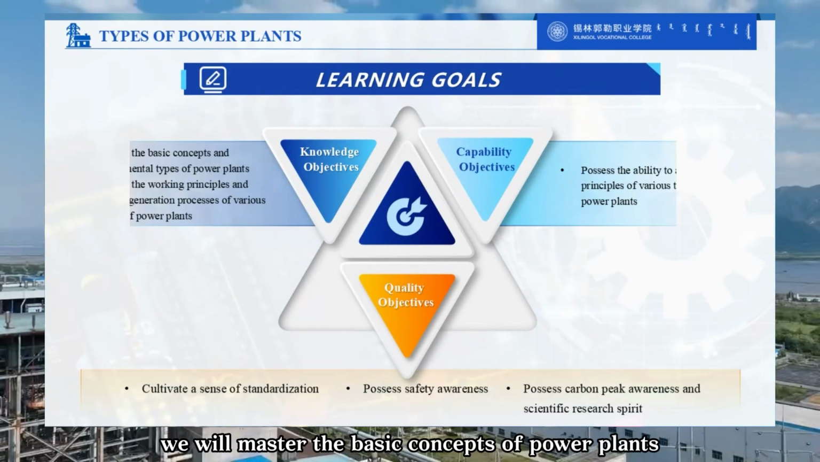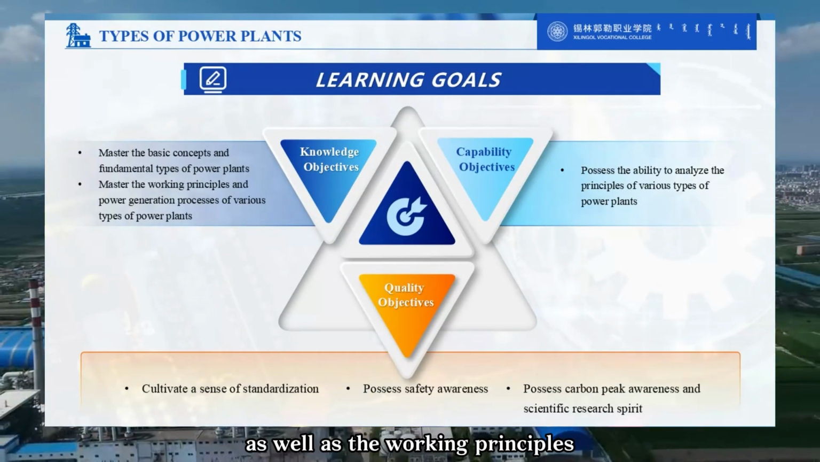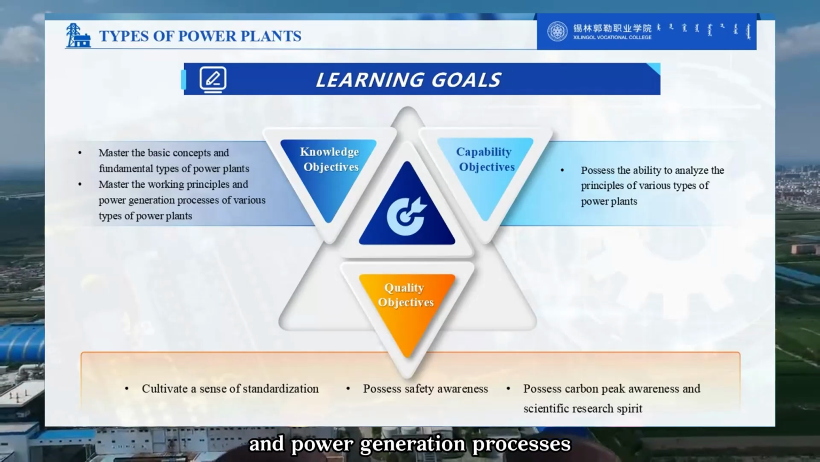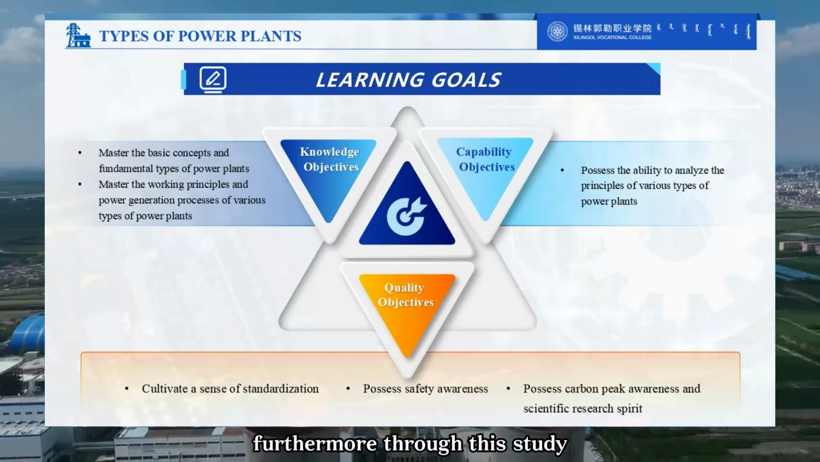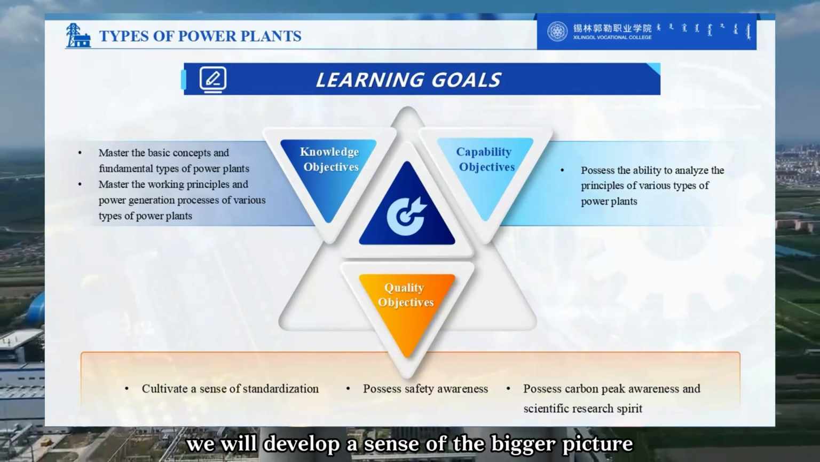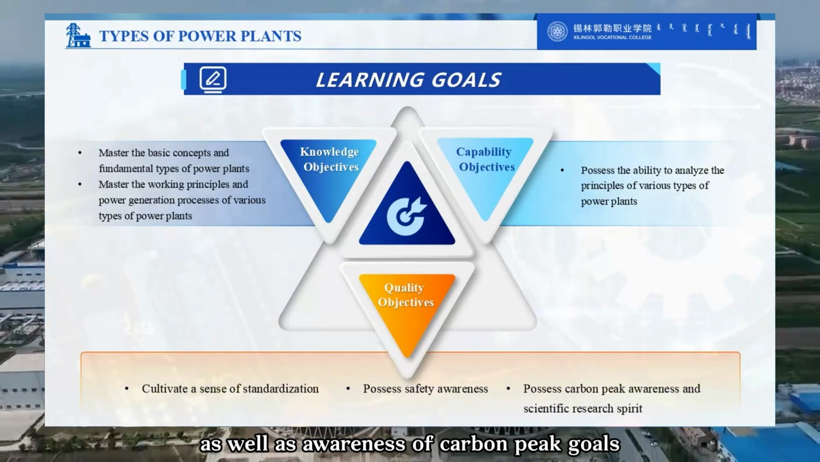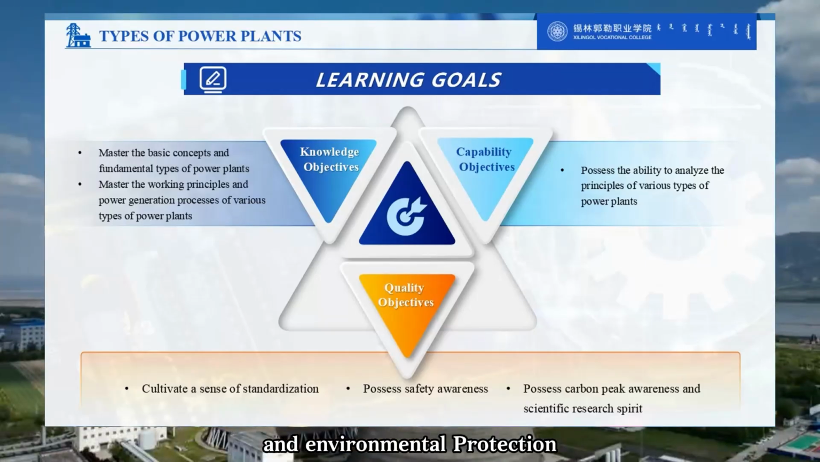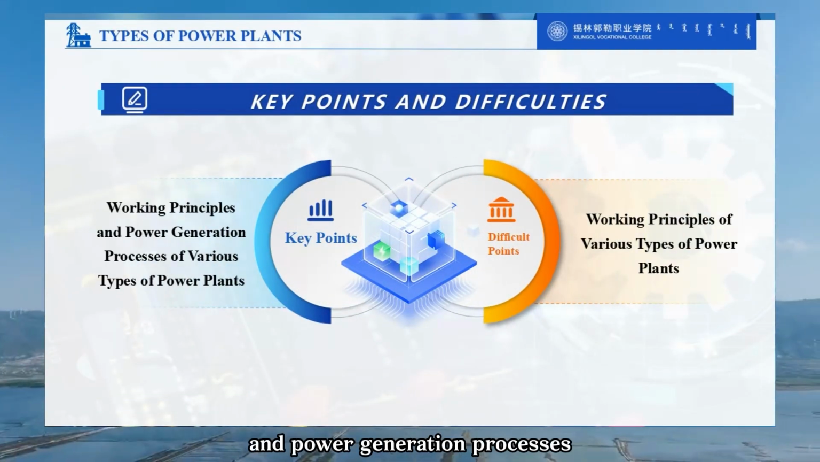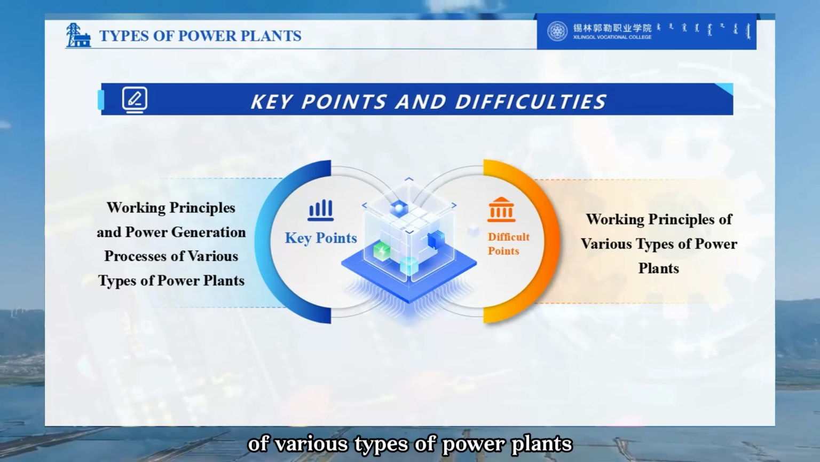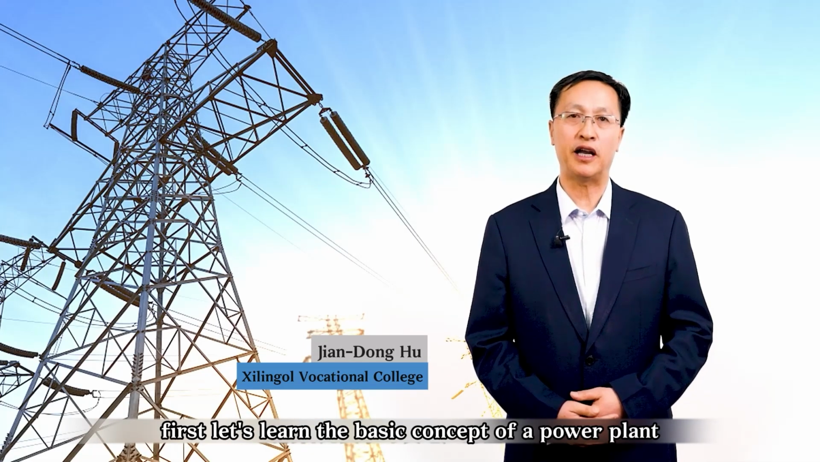We will master the basic concepts of power plants, their fundamental types, as well as the working principles and power generation processes of various types of power plants. Furthermore, through this study, we will develop a sense of the bigger picture, standardization, safety, as well as awareness of carbon peak goals and environmental protection. The key and challenging points of this lesson are the working principles and power generation processes of various types of power plants. First, let's learn the basic concept of a power plant.